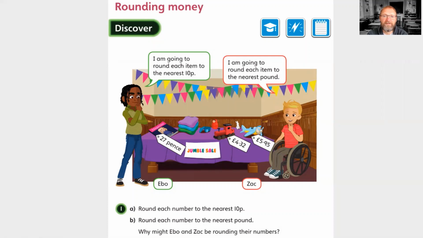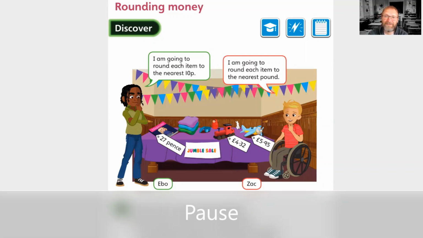Rounding money, discover. Ebo and Zach are at the jumble sale, and Ebo says, I'm going to round each item to the nearest 10 pence. Zach says, I'm going to round each item to the nearest pound. Question 1A, round each number to the nearest 10 pence. Question 1B, round each number to the nearest pound. Have a think about that.